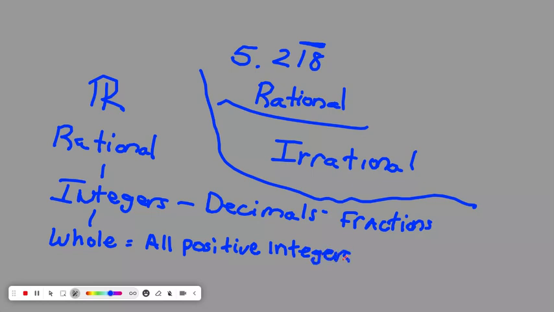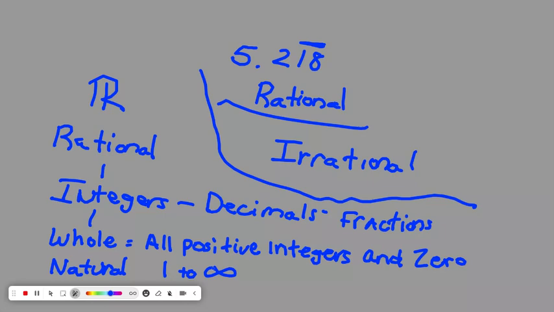They're all positive integers and 0. Because 0 is an integer, but 0 is not positive. It's not negative either. So all the positive integers and 0 are the whole numbers. And then, of course, we have our natural numbers, which are just 1 to infinity. 1 to infinity and beyond. And, of course, there are integers also.